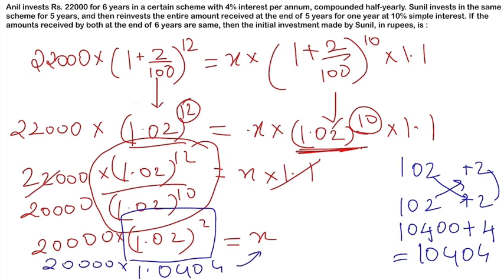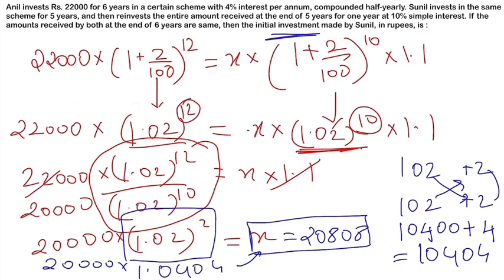The investment for Sunil, that will be 1, 2, 3, 4. 4 zeros gone and point shifted. 10404 into 2 is 20808. The final answer to your question. Sunil's investment was 20808. Very simple question.